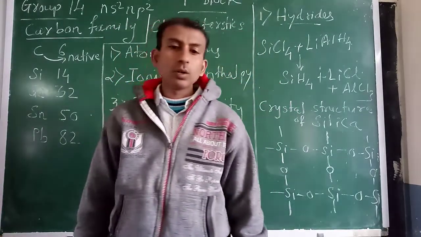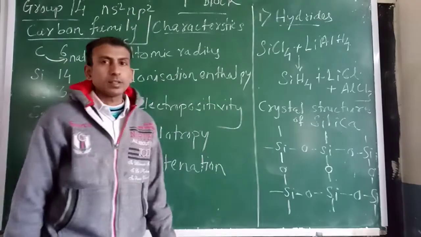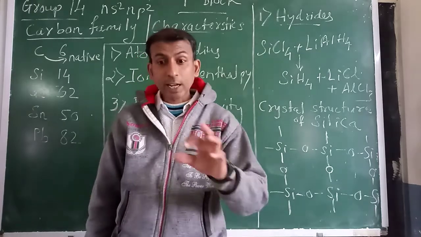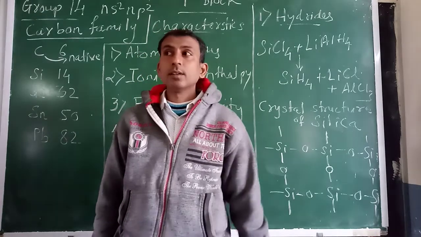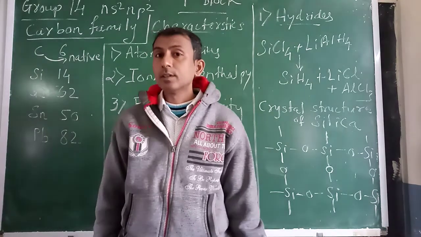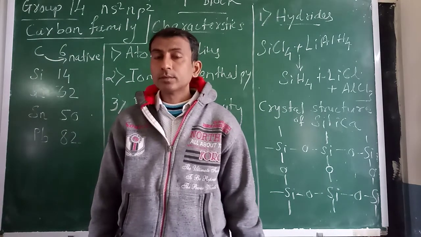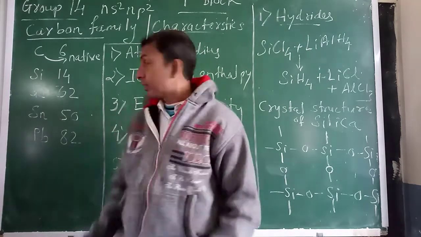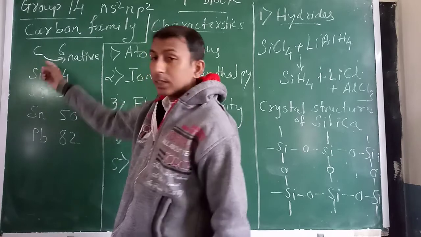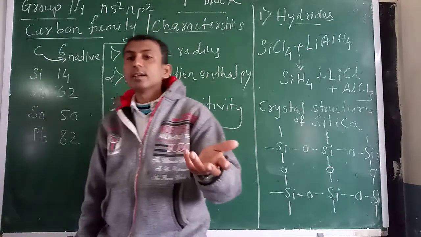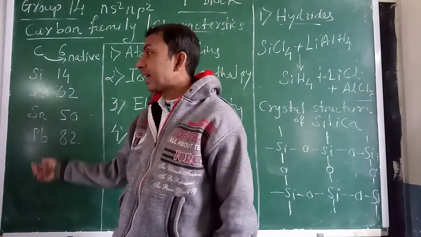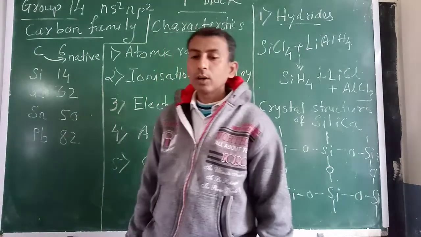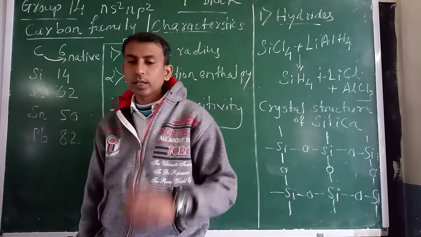After this, you know the pattern of the chapter. Then you have to study the anomalous behavior of carbon. What is the meaning of anomalous behavior? In spite of belonging to the same group, carbon behaves differently than the remaining elements. That is called anomalous behavior. You can read this at home, and you can ask any doubts.